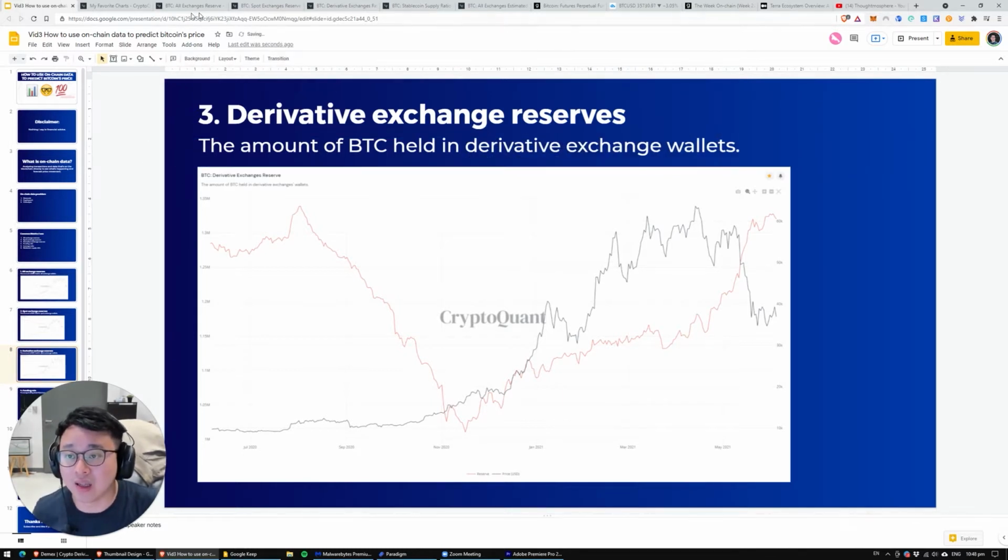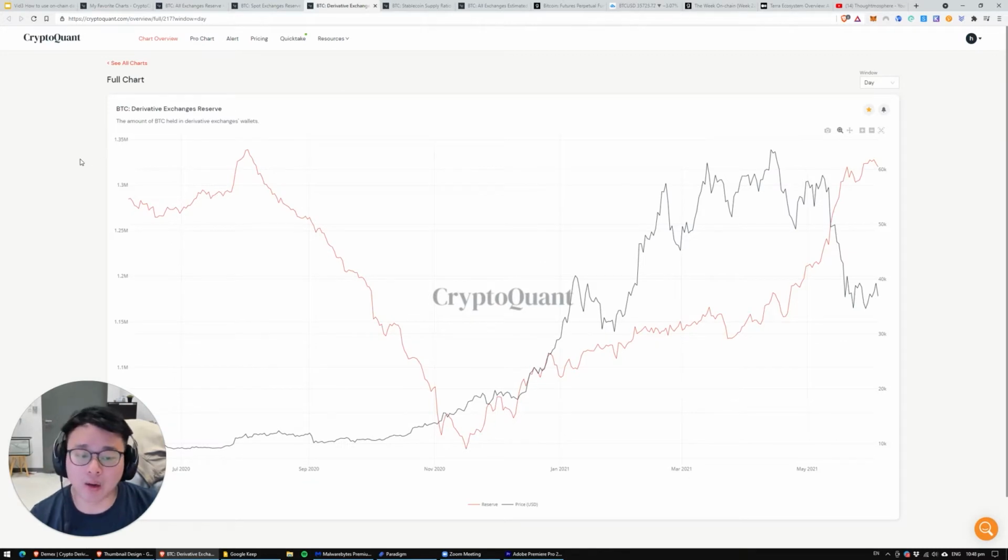derivative exchange wallets. So derivative exchange is basically an exchange that allows for derivative products such as futures and options and leverage and margin. So these instruments allow for shorting, where you bet that the price of Bitcoin goes down and then you earn money if it does go down. So you notice that derivative exchange reserves actually have a huge rally. It just kept going higher and higher and higher, and then especially where we start to see the price is unable to make a new high, the derivative exchange reserves actually skyrocketed basically.